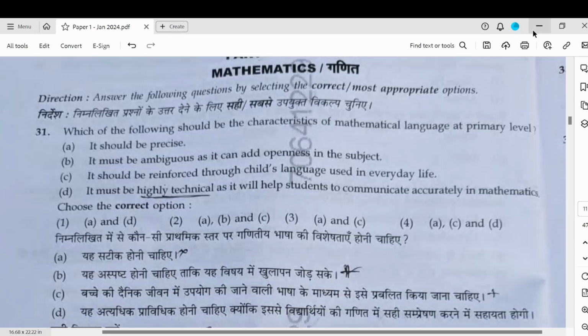So this is the question paper and this is code I. Which of the following should be the characteristic of mathematical language at primary level? So it has option, it should be precise, definitely. Math should always be precise. So it can't be ambiguous. It should be reinforced through the child's language every day. Highly technical, no. So A and C.